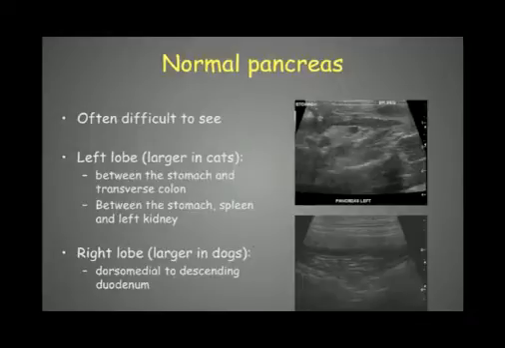And some landmarks that we can use is this hypoechoic duct that we see here, which in fact can represent either the pancreatic duct, but most often it will be the pancreatico-duodenal vein.